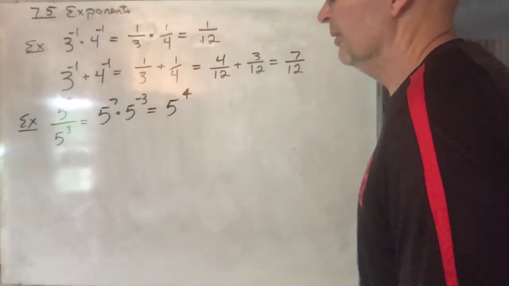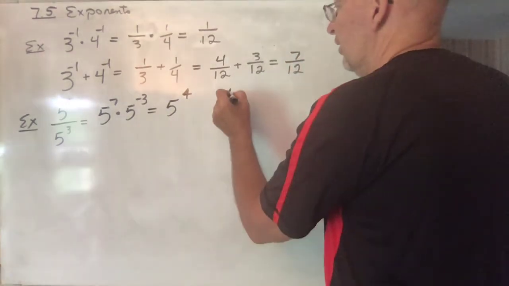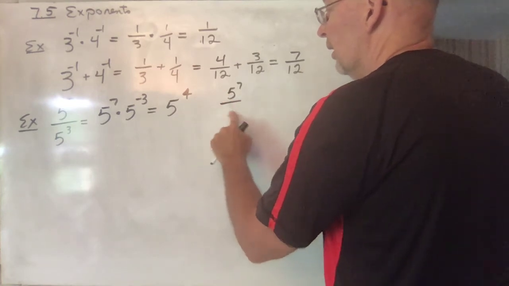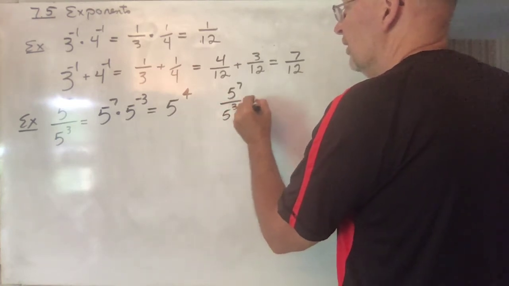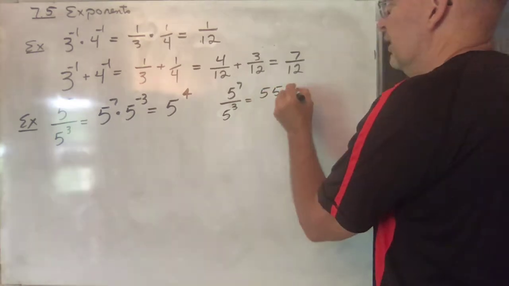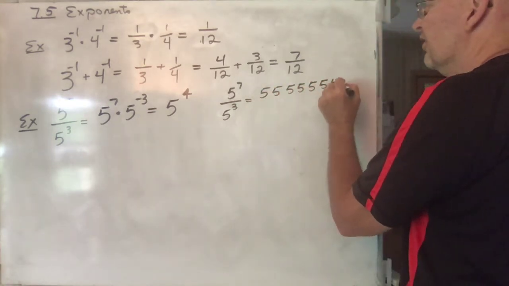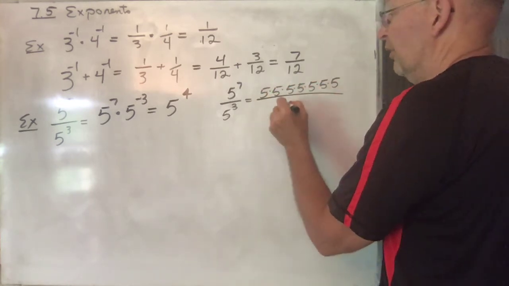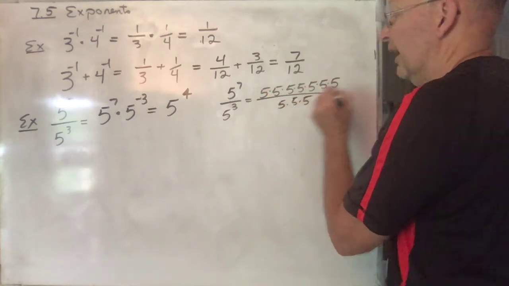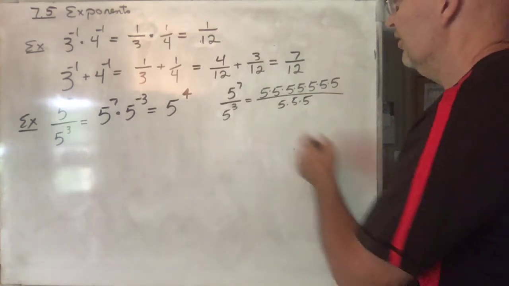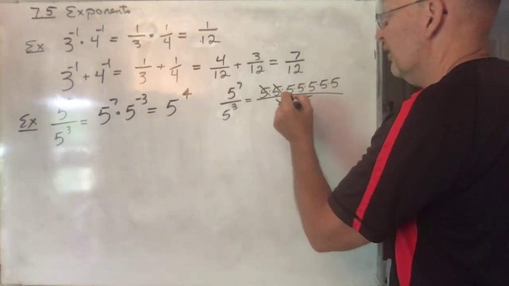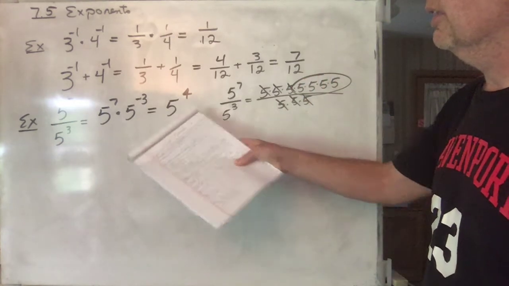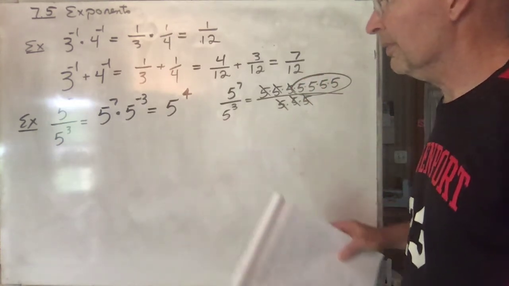So there's your answer. And notice, I could have gotten it this way too. 5 to the 7th over 5 to the 3rd is equal to what? 1, 2, 3, 4, 5, 6, 7, all being multiplied. And on the bottom you have 5 times 5 times 5, all being multiplied. Since everything's being multiplied, I can just cancel those out. And notice I get 5 to the 4th. See that? So that all makes sense.